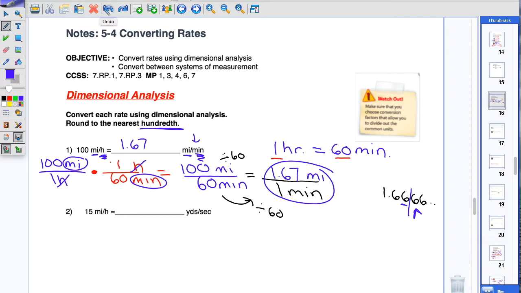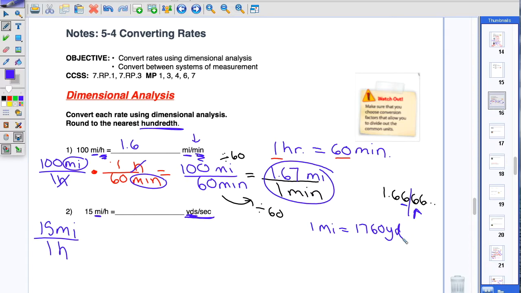Number 2, 15 miles per hour, and we want to convert it to yards per second. Look at your units. I'm going to start by writing my original, 15 miles over 1 hour. But looking at my end result, I need to go from yards to seconds. So that means I've got to convert 2 things. I've got to convert miles to yards. 1 mile is equal to 1,760 yards.